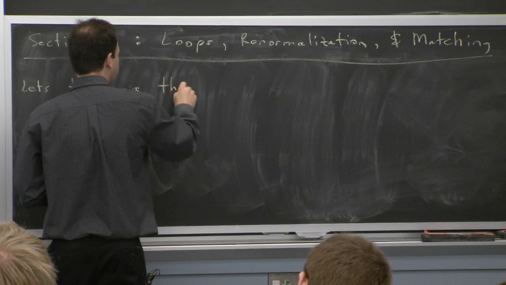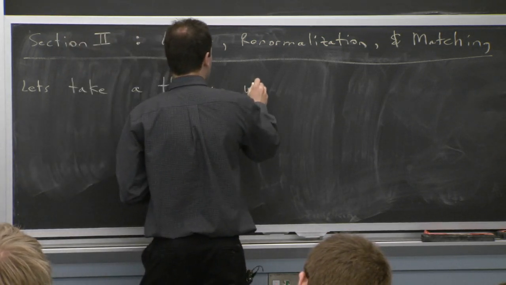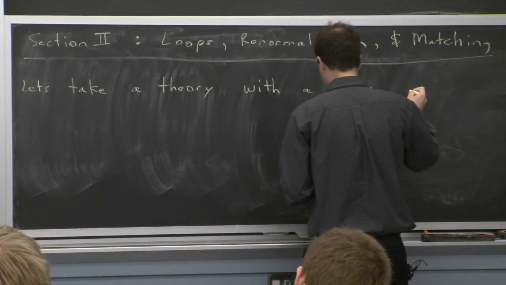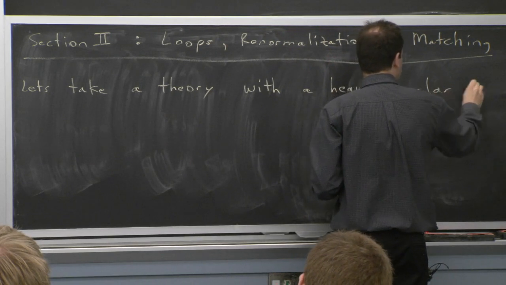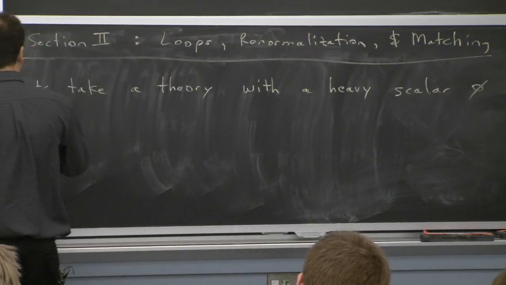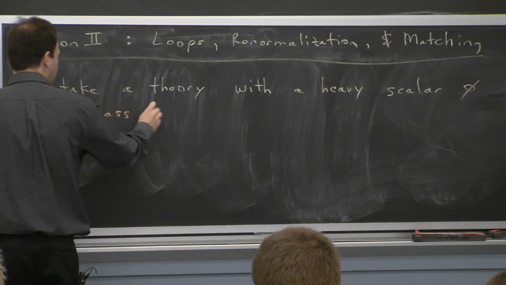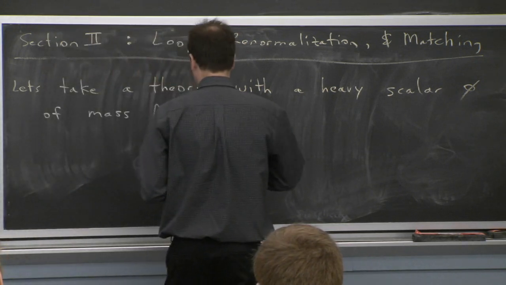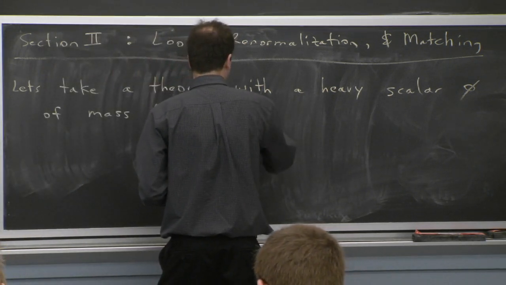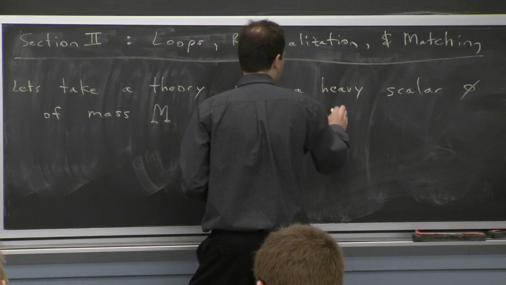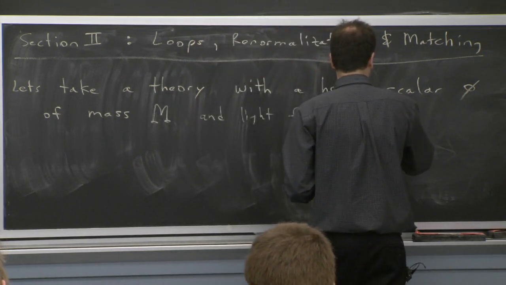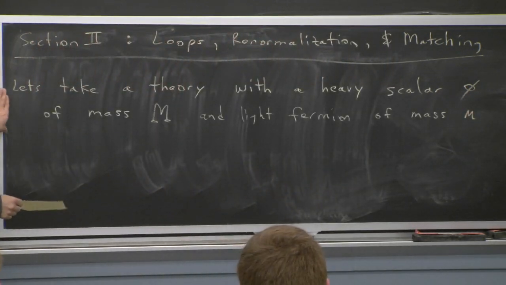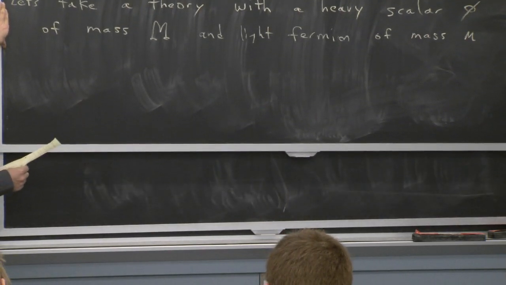So let's start out with a very trivial example just to see what we're talking about. So we'll take 2 particles. One of them is a heavy scalar. It has mass capital M, which I put a little underline so you can tell my capitals from my lowercase, because the light fermion that we're also going to have has a lowercase mass, little m. OK, so heavy scalar, light fermion.